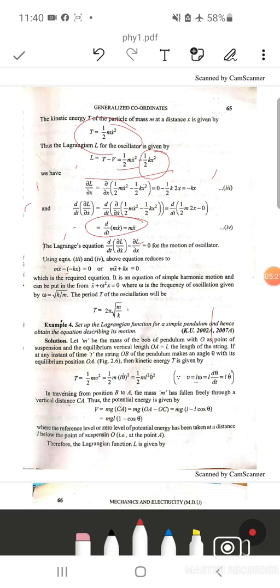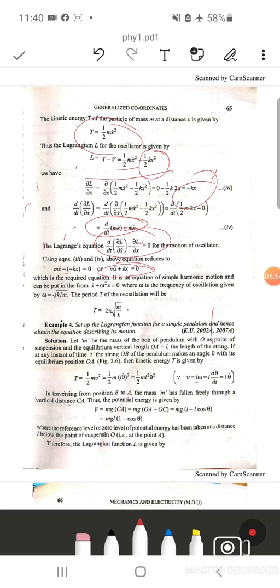Then putting these into the Lagrange equation for the motion of the oscillator: d/dt (∂L/∂ẋ) equals mẍ, and -∂L/∂x equals +kx, which is equal to 0. From here we get mẍ + kx = 0. That is the required equation.